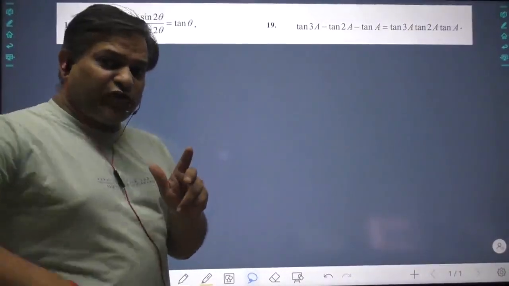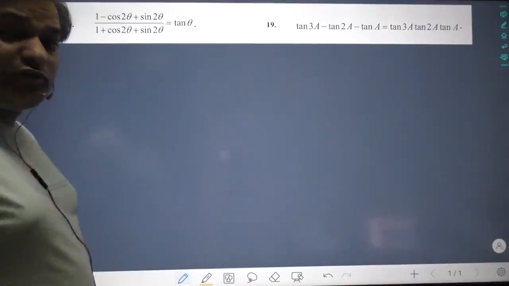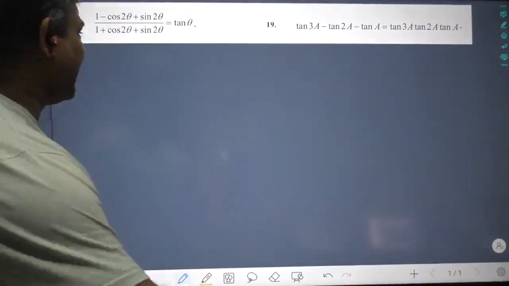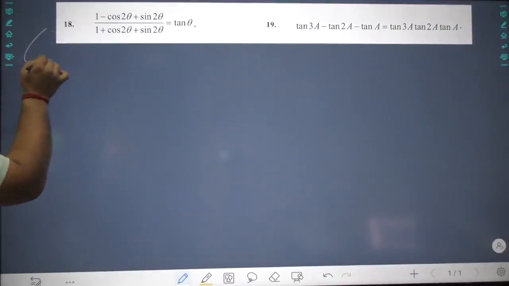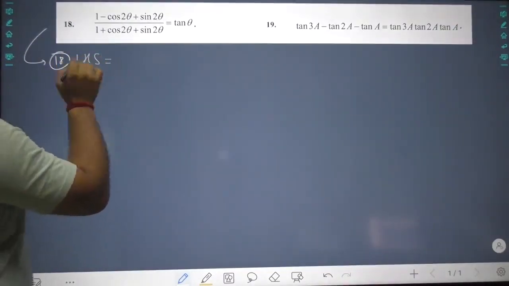Now I want all of you to see the solutions of these two questions, how I am going to solve them, because it is going to be very learning now. Let us do question number 18 first. The left hand side seems to be very easy.